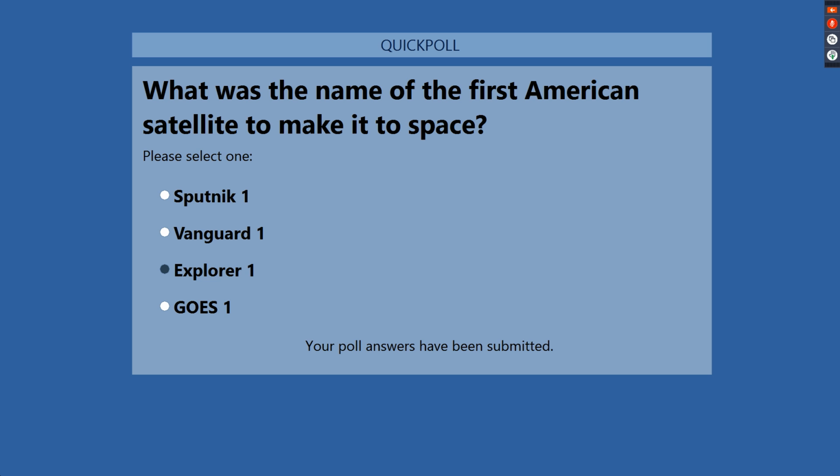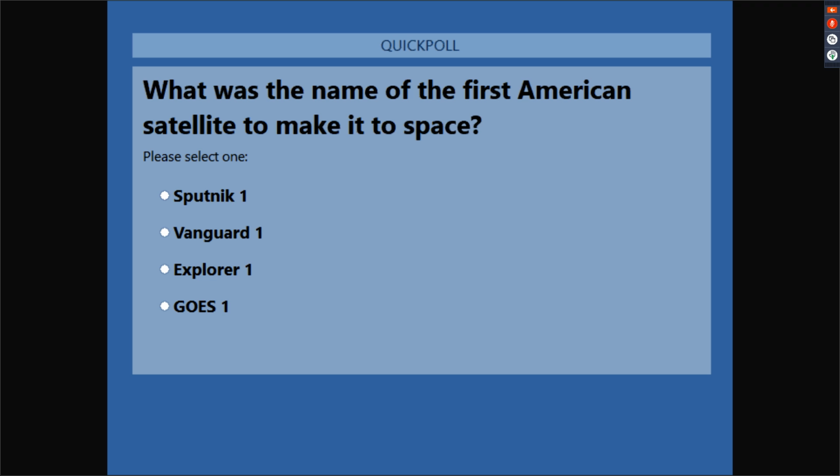So the first satellite in general to orbit was Sputnik. However, that was not an American satellite. So it actually looks like we have 42% for both the Explorer and the Vanguard satellite, but it was the Explorer 1 that was the first American satellite. The Vanguard 1 is still in orbit today, but the Explorer 1 was our first satellite that made it to space.